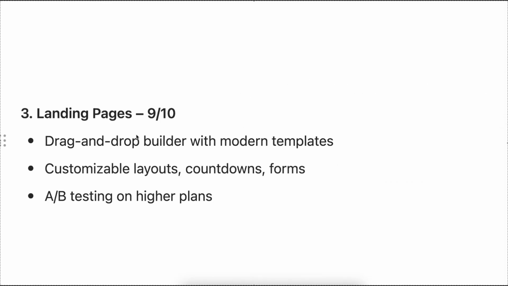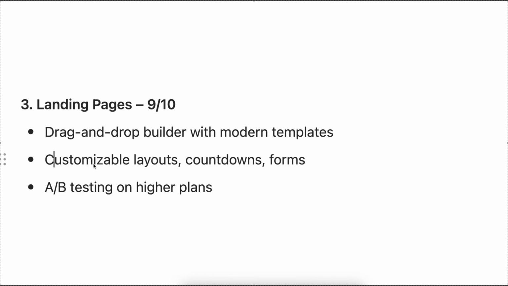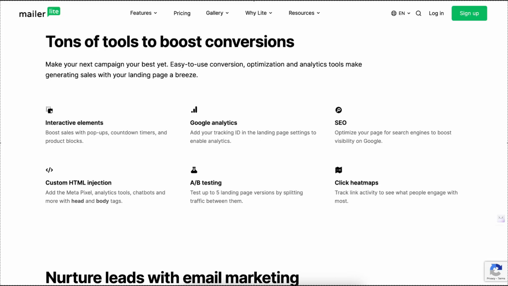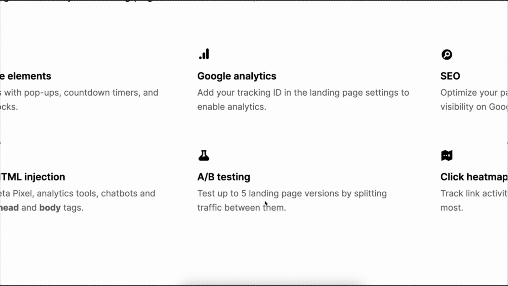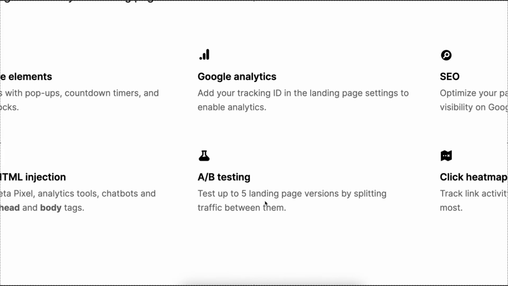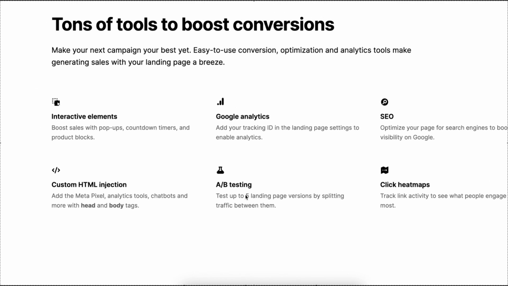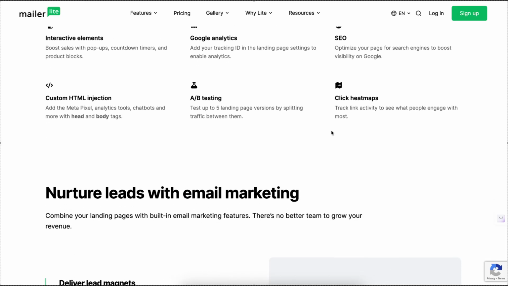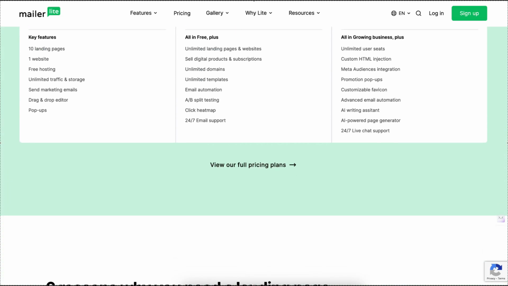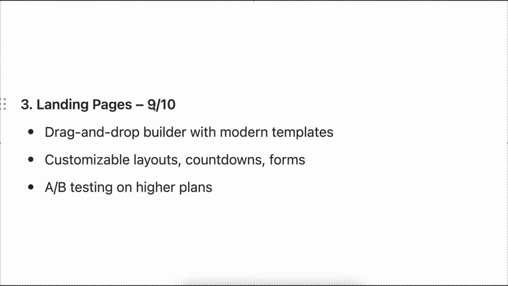When it comes to landing pages, they have a drag and drop builder. You can create some really nice designs. You can customize a bunch of stuff, all the layouts, countdowns, forms, and actually they have some very advanced features as well. So they have A/B testing, which is honestly, usually you just have A/B testing on sales funnel builders. So it's very surprising that email marketing software has this. You also have all the SEO capabilities, Google Analytics. You even have heat maps. So honestly, it's very, very advanced. So I will give it a 9 out of 10.